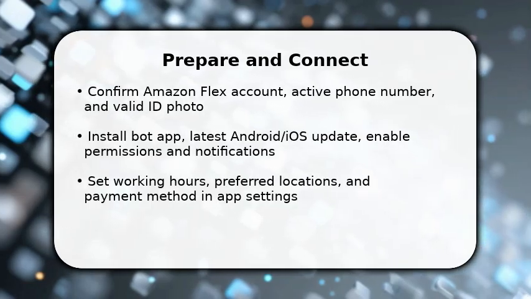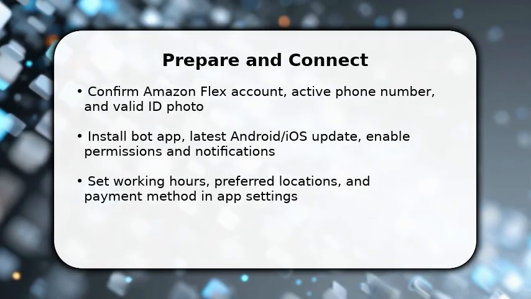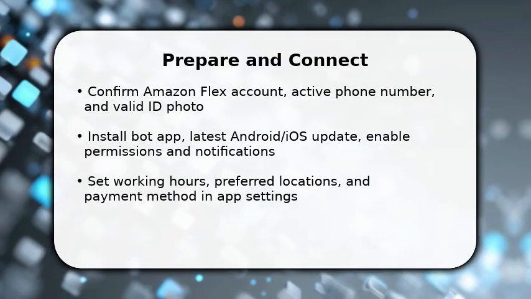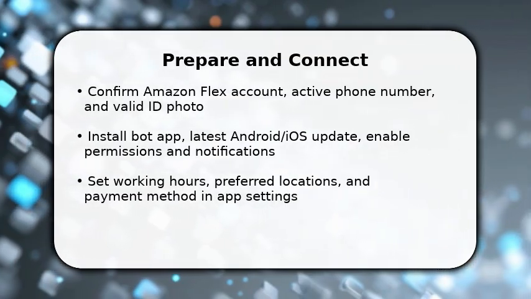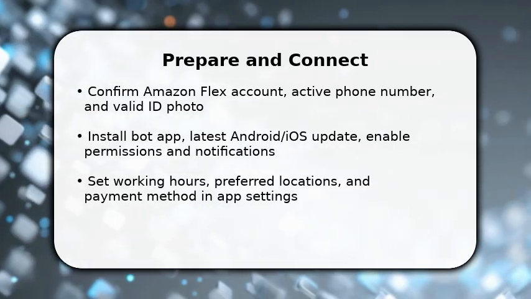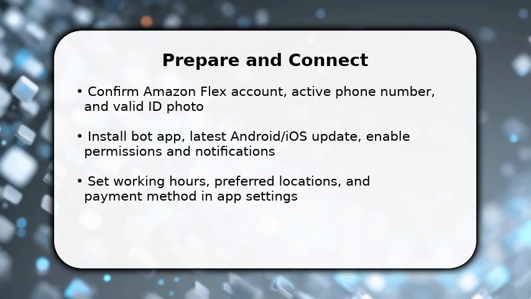You start by verifying essentials: your Amazon Flex account, phone, and ID. Install the bot and grant required permissions so it can monitor offers in real time. Once done, open Settings and enter your preferred zones, schedule windows, and payout method. This guides the bot's filters.